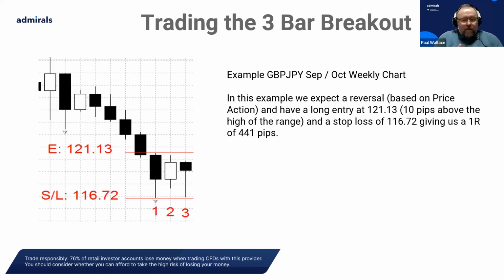So this is an example from the end of last year in the British pound against the Japanese yen. Effectively the weekly chart here, right? This is the weekly chart, and in this example, we expect a reversal based on price action and the three candles. You know, we can see the price has actually been moving in a downtrend.